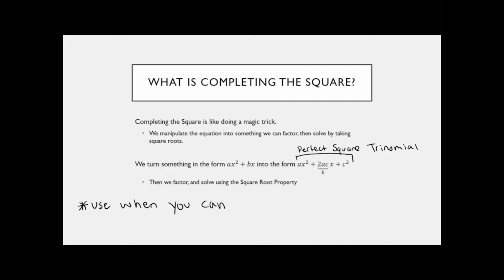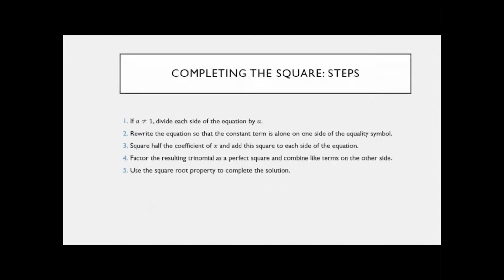You can always complete the square. So the quadratic formula is one thing that we use if we can't factor. Completing the square is another method that you can use when you can't factor. We turn the equation into something that we can factor, and then you're going to end up with something squared, and you use the square root property. This will make a lot more sense once you actually see it worked out.